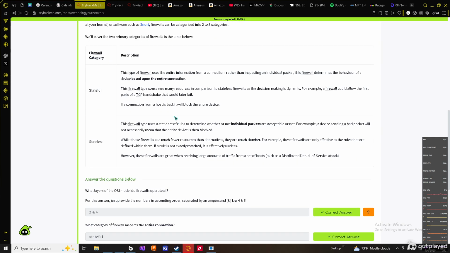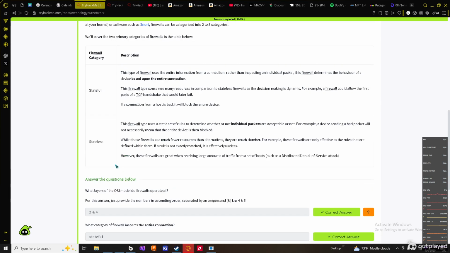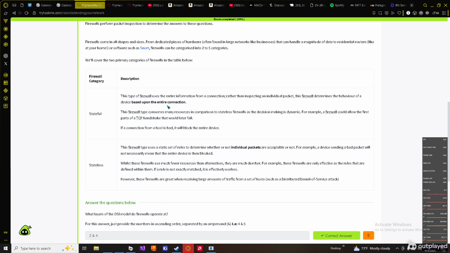So, stateful and stateless are the two forms of inspection. A stateful inspection is whenever a firewall inspects the entire connection or information in that attempted connection. And stateless is whenever it uses a static set of rules to determine whether or not individual packets are acceptable or not. So it picks and chooses instead of checking the entire connection.